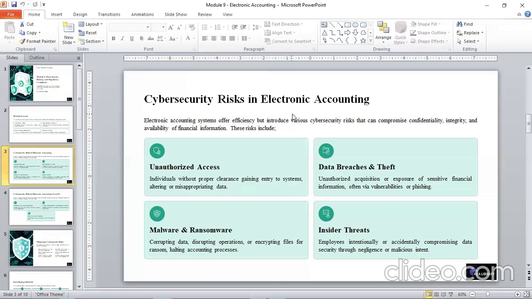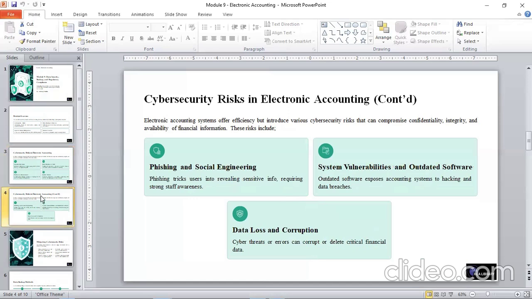Another risk is malware or ransomware, which corrupts data, disrupts operations, or encrypts files for ransom, halting accounting processes. And lastly is the insider threat. For this, it means employees intentionally or accidentally compromising data security through negligence or malicious intent. We also have phishing and social engineering. Phishing tricks users into revealing sensitive information, requiring strong staff awareness. So this is also a risk that is very peculiar to cybersecurity in electronic accounting.